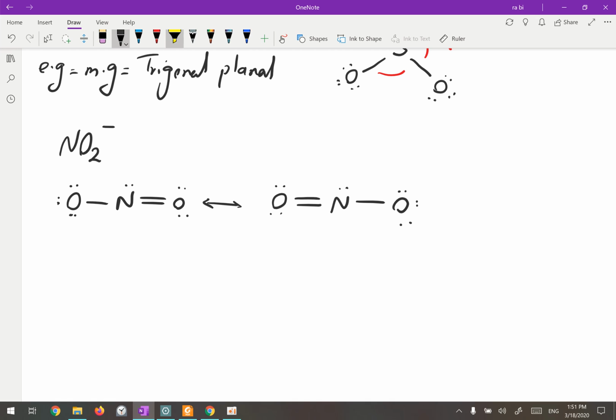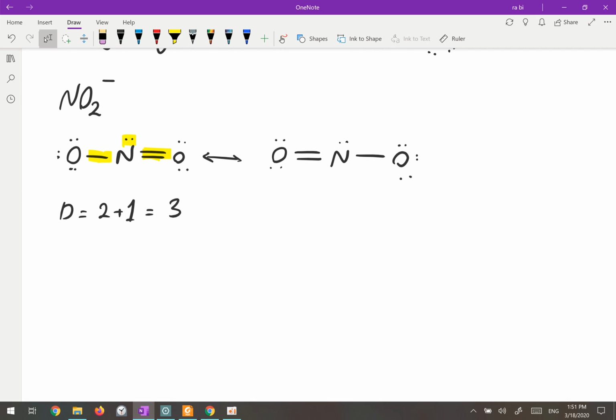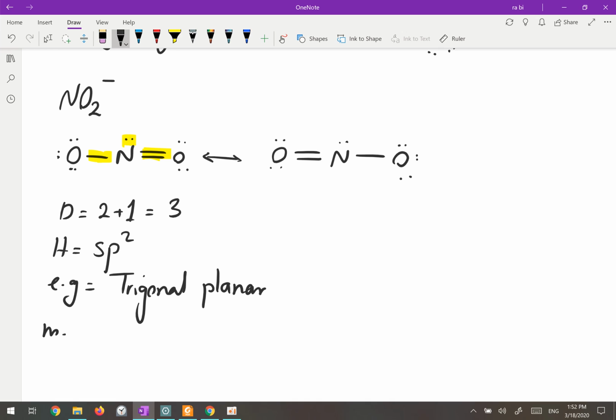Okay, I pick one of these for determining the domain. You have 2 bonds and 1 lone pair, so the domain is 2 plus 1, which is 3. So the hybridization is sp2. Electronic geometry for sp2 is trigonal planar. Molecular geometry would be bent as we had here.